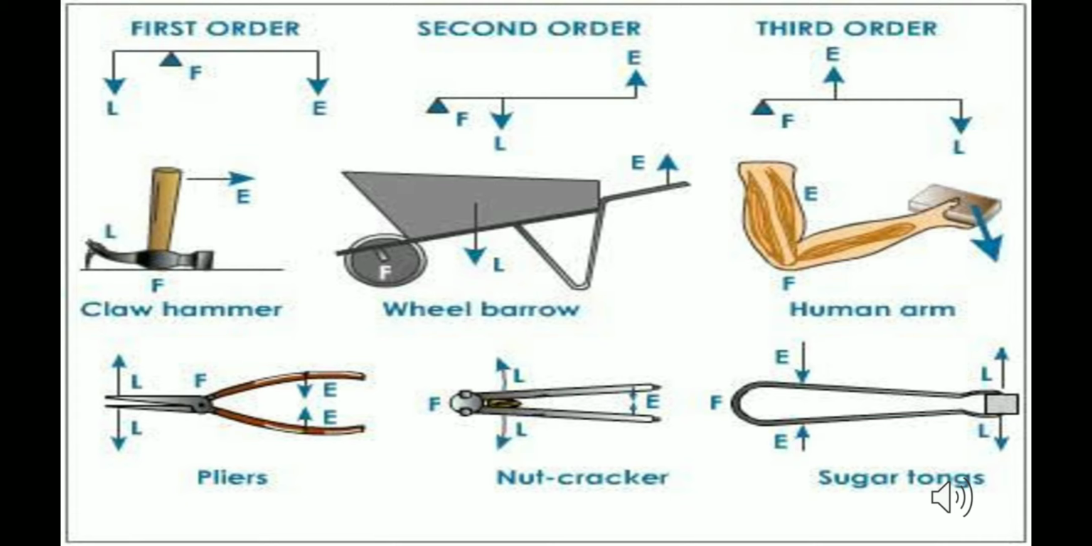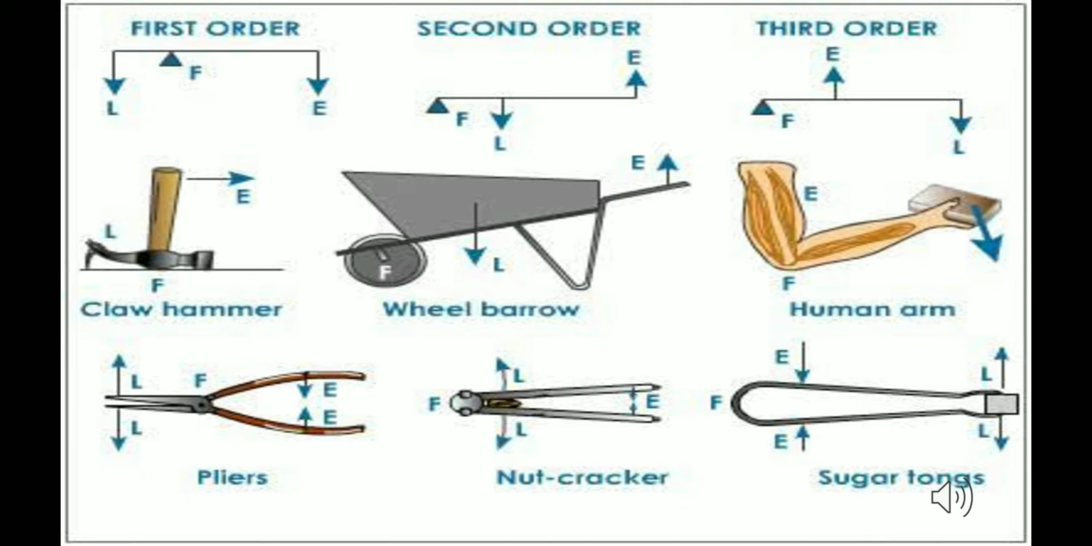Then you can see the wheelbarrow. Now you can see where is the fulcrum of the wheelbarrow. Can you see? In the wheel. Where is the load? In between. And where is the effort? In the corner. Okay. The same way, nutcracker. See where is the fulcrum, where is the load, and where is the effort.